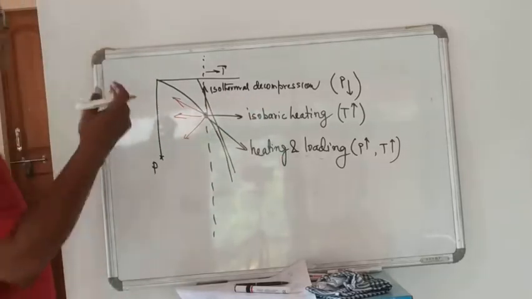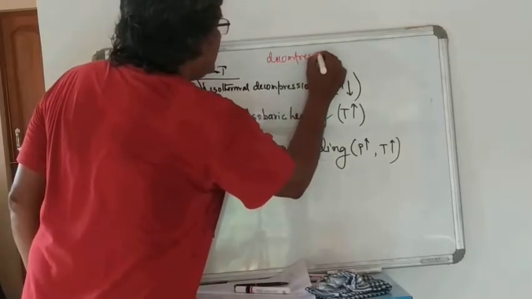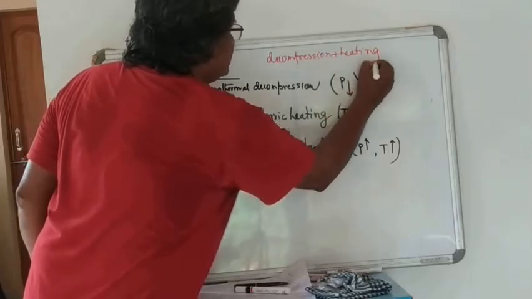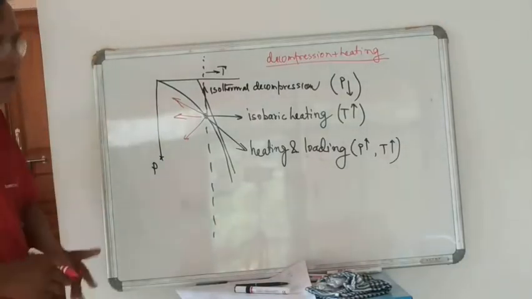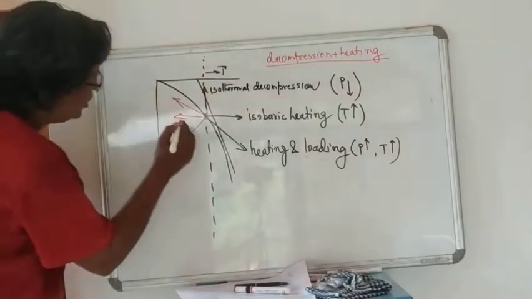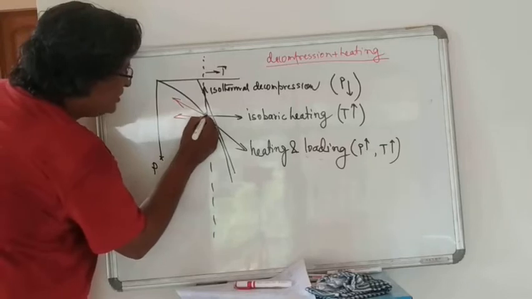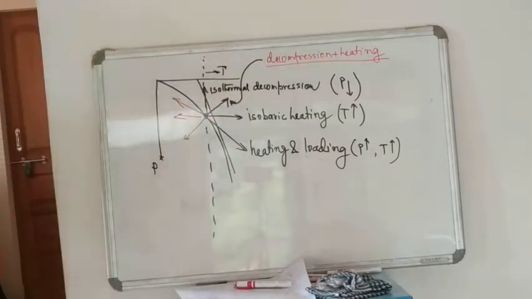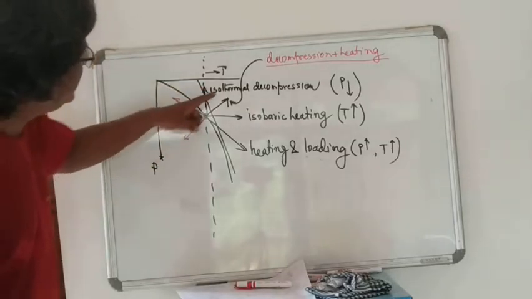Say for example, I could tell you that okay, we have decompression plus heating. That's also possible. Decompression and heating. Which part am I saying? Decreasing pressure and increase of temperature. So the part that I am trying to show is this part. You see, this is the part that I am trying to show. Decompression, decreasing pressure, and increasing temperature.